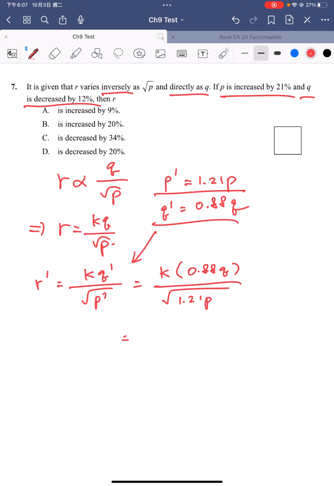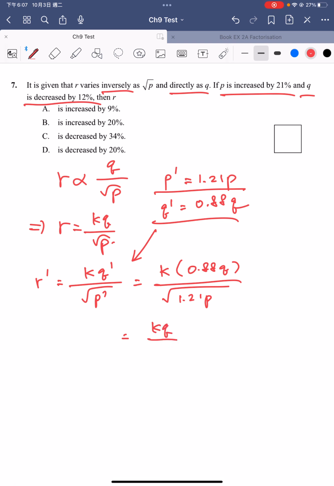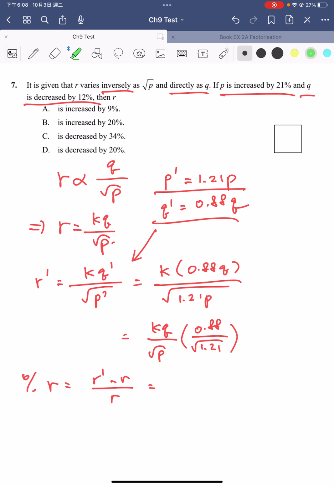Now we can take out our original factors, kq divided by square root p, then we times 0.88 divided by the square root of 1.21. And the percentage change of r is equal to the new r minus r, divided by r. Then we have kq divided by square root p as our common factor. So what we want is 0.88 divided by the square root of 1.21, minus 1. And using your calculator, it's equal to negative 20%.